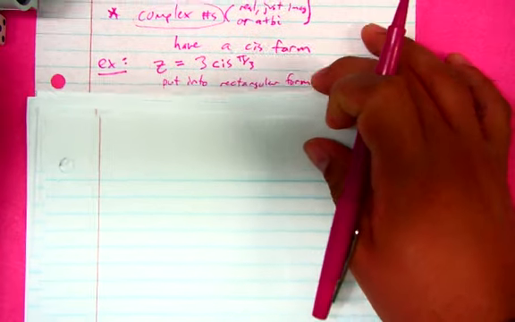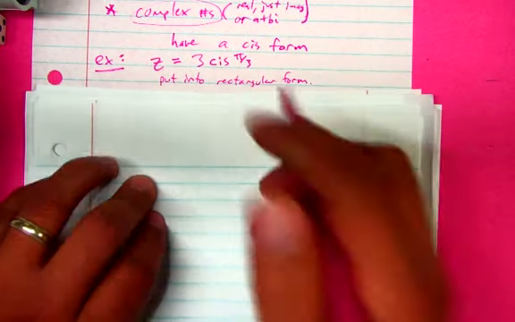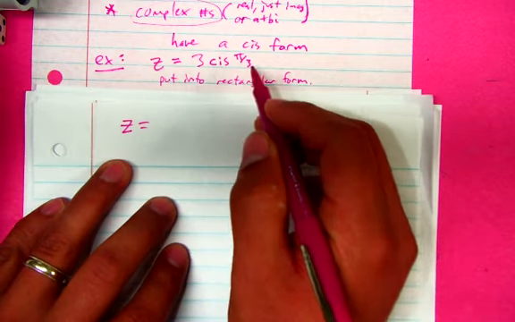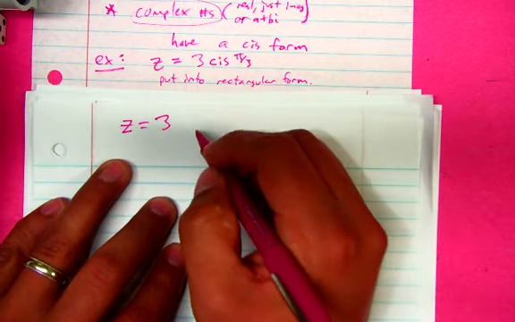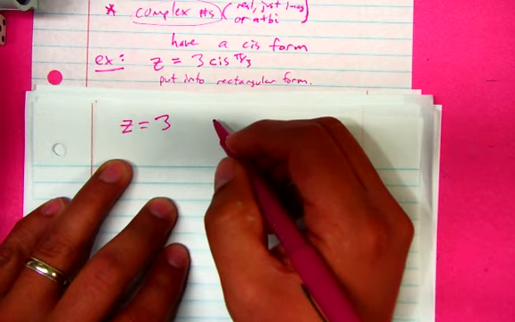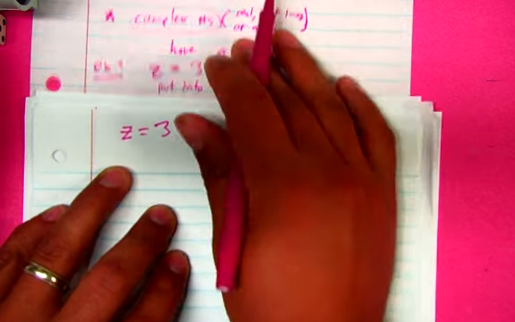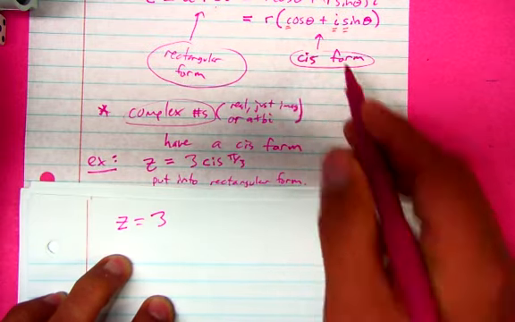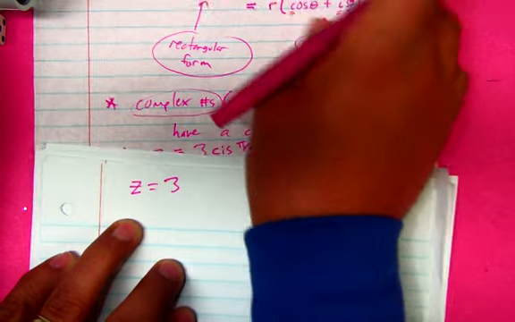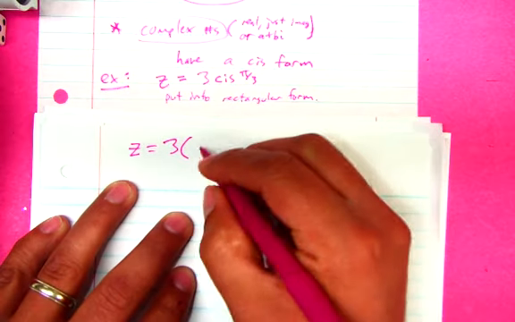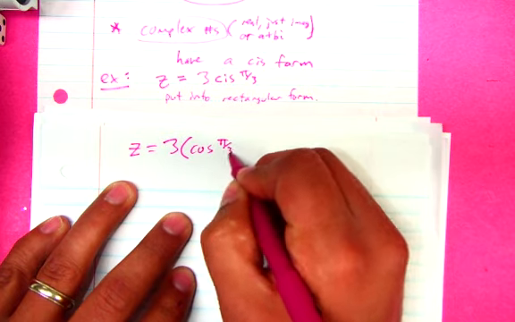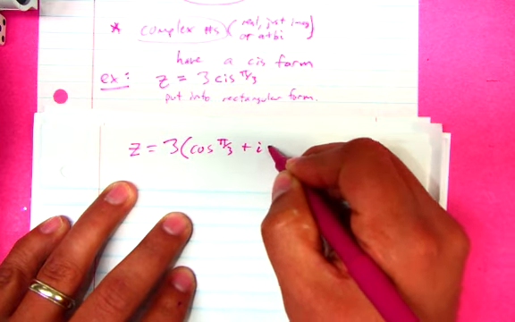Okay, so the book may use this notation or not, but you need to know what this stands for. If you don't, the first thing you should do is write it out in the long format. What does cis stand for again? It stands for cosine theta plus i sine theta, right? What is the theta in here? Pi over 3. So let's write it out as 3 times the quantity cosine of pi over 3 plus i times sine of pi over 3.